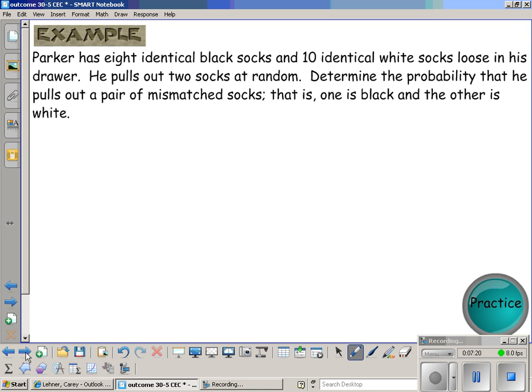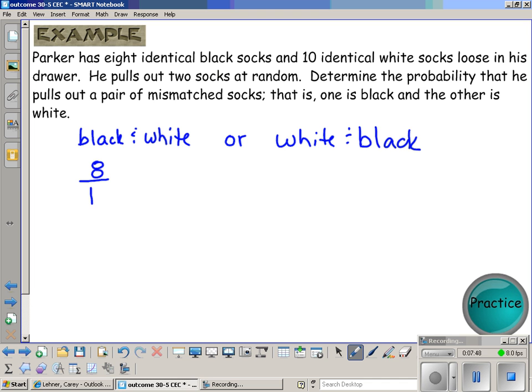If they're going to be mismatched, he might grab a black and then a white, or he might grab a white and then a black. So those are the 2 ways that we could pull out a mismatched set. So we have to consider these. So the black and the white. So first of all, we have 8 black socks. There is a total of 18 socks in the drawer. Now, once he pulls out that black sock, there are only 17 socks left to choose from. There are still all 10 white ones in the drawer.